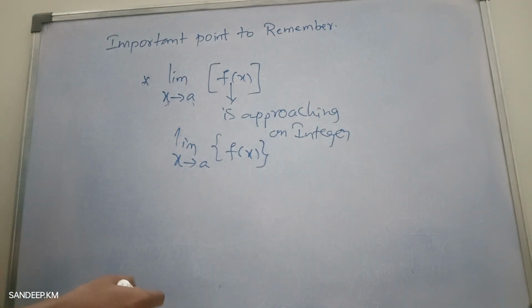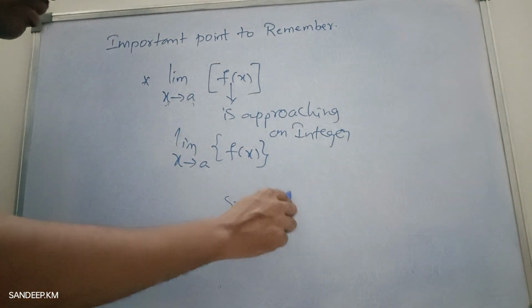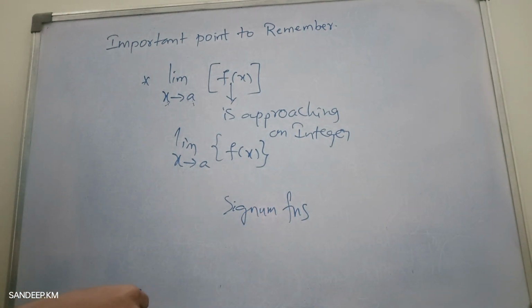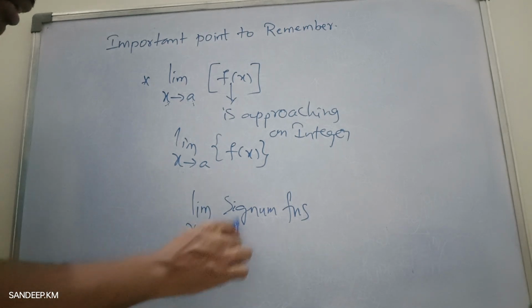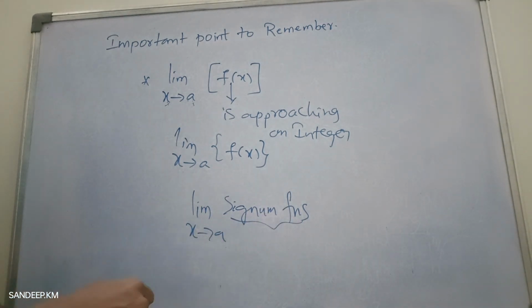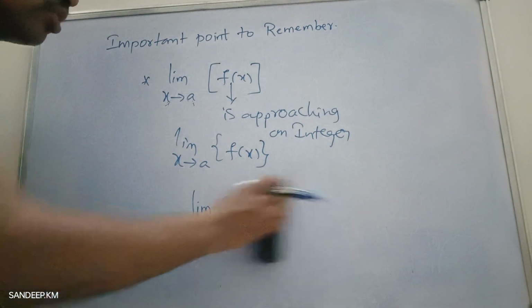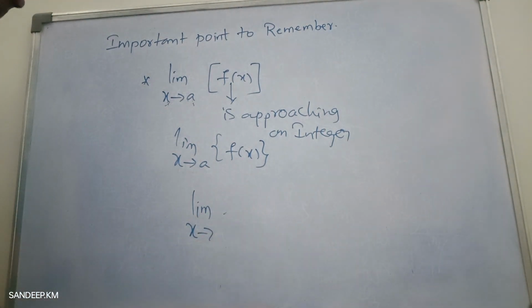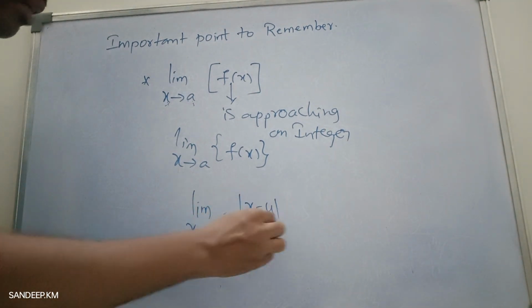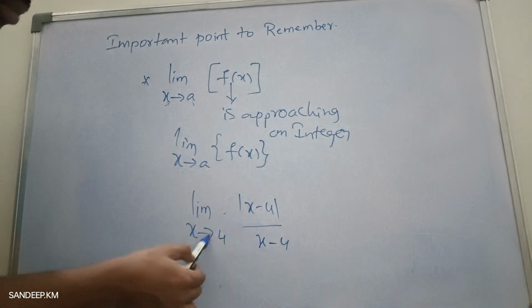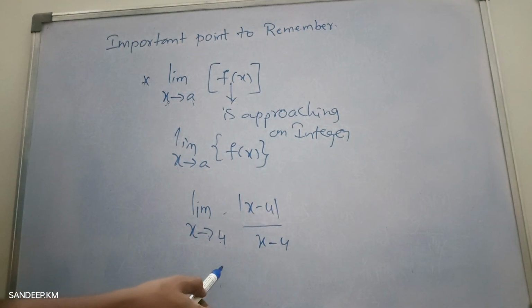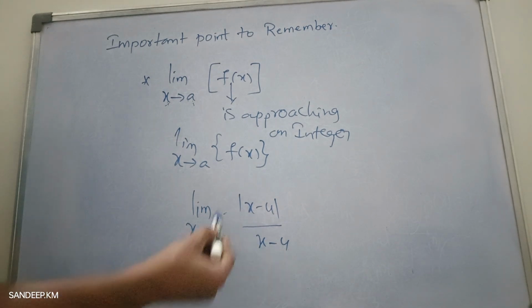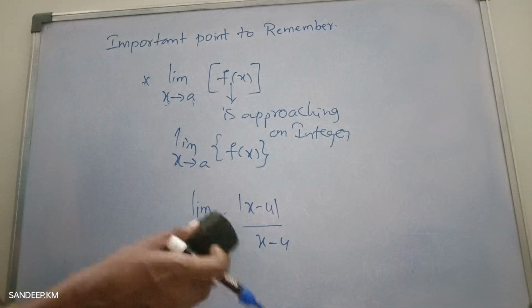Next, for what else we will find the left hand limit and right hand limit means for signum functions. Already we have discussed what is a signum function, correct or not? Okay, for signum functions, if you are trying to find limit x approaches a, any signum function, then you can take LHL and RHL, and then you can check whether the limit exists or not. If you want an example, already we discussed one example. What is it? Limit x approaches 4, mod x minus 4 divided by x minus 4, limit x approaches 6, mod x minus 6 by x minus 6. Now limit x approaches 0, mod x by x. These are signum functions.